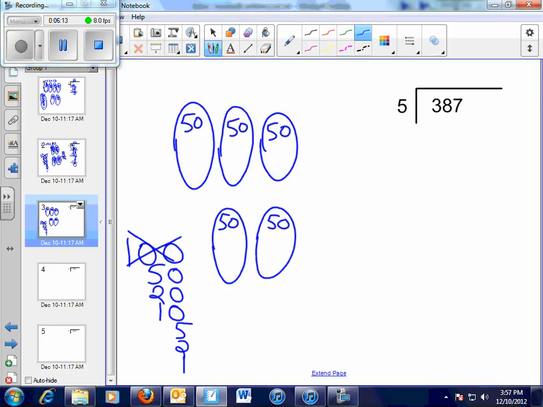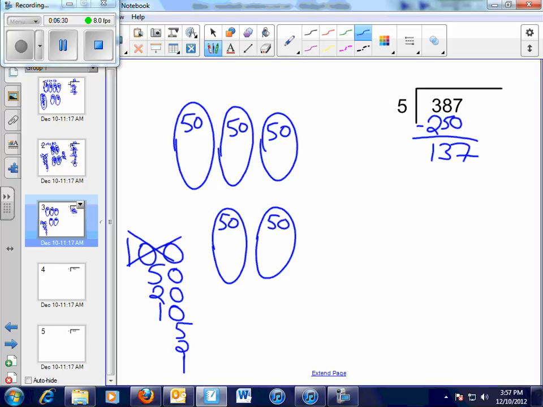Students should know, cover the 0. 5 times 5 is 25. And when I bring that 0 back, it's 250. So I'll subtract. 7 minus 0 is 7. 8 minus 5 is 3. 3 minus 2 is 1.